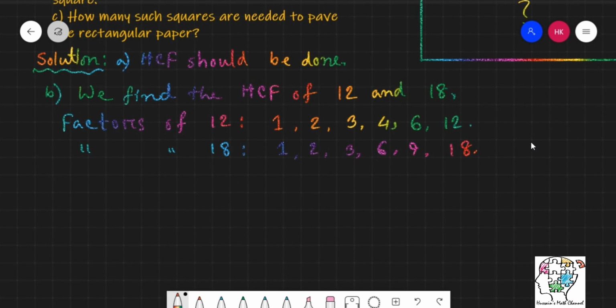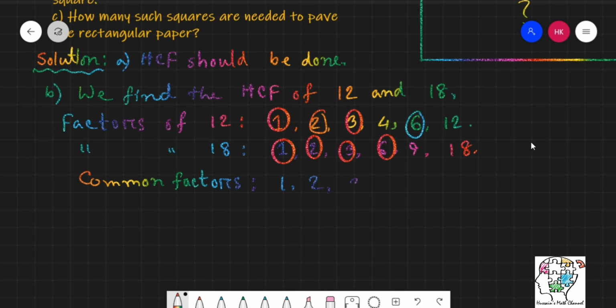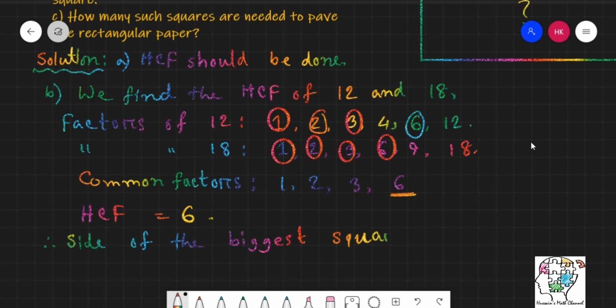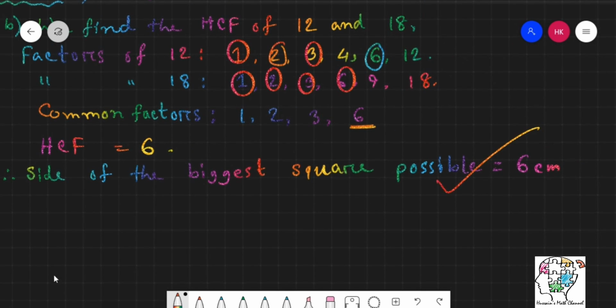Now at first we see how many common factors are there. So we write common factors. 1, 2, 3, and then 6. These are the common factors. So 1, 2, 3 and 6. These are the common factors. But which is the highest common factor? Which is the HCF? HCF is 6. So HCF is 6. So therefore side of the biggest square possible is 6 centimeter. Okay, so this is the question number B answer. And now we move on to our next question.